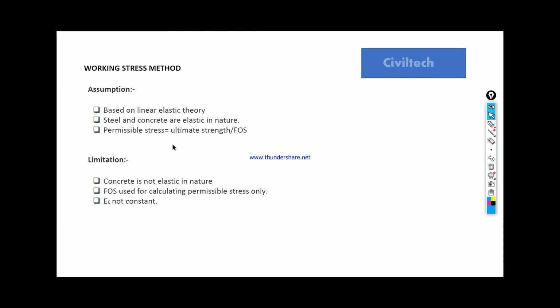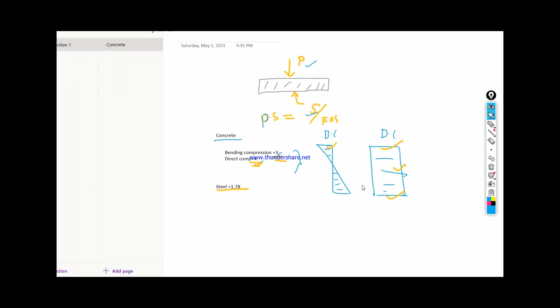Now come to the limitations of working stress method. In the assumption, we consider concrete to be elastic in nature, but concrete is not at all elastic in nature. Second, we consider a factor of safety to calculate the permissible stress, but we don't consider any factor of safety to calculate the design load. So that is the second limitation.